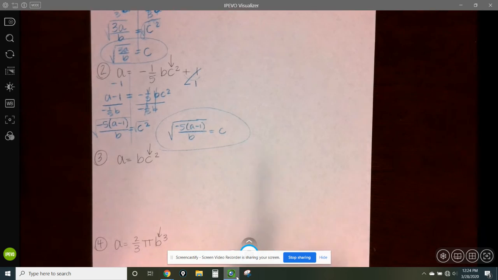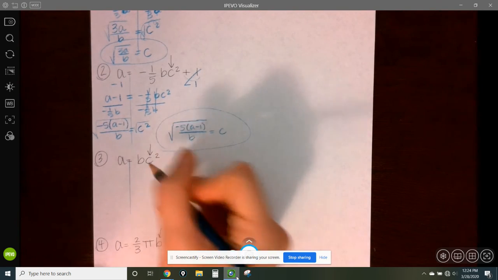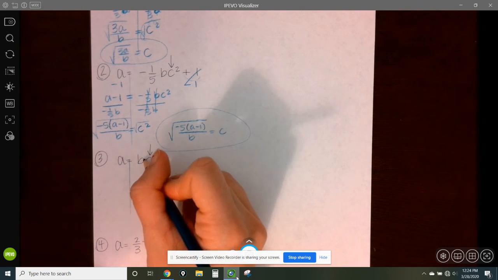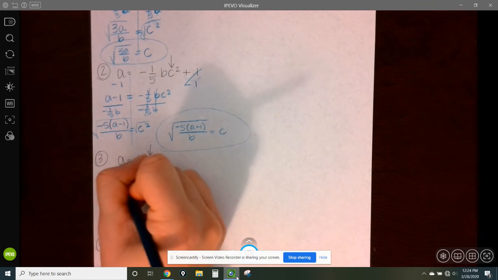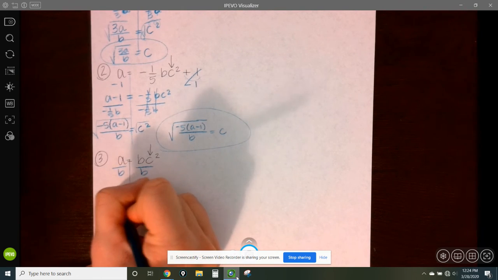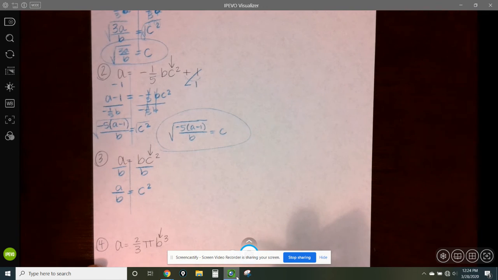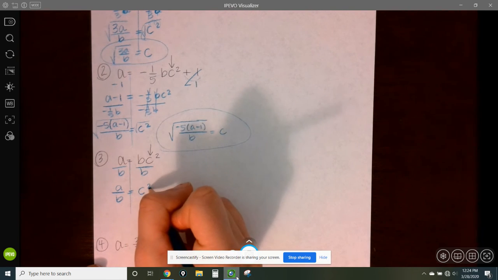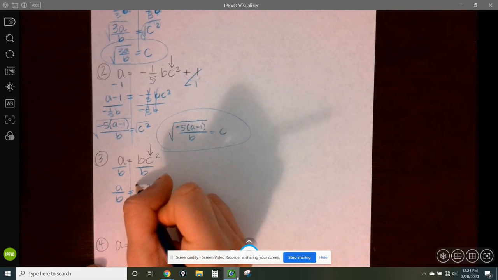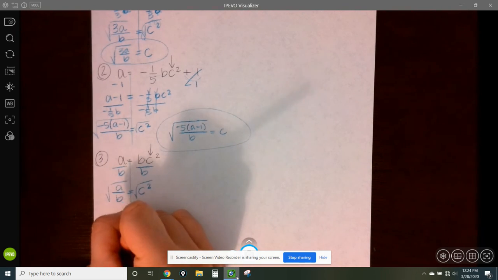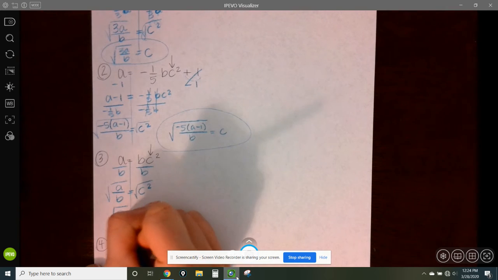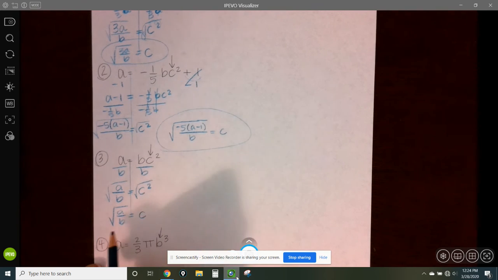Number 3, this one will seem easy compared to that. I'm trying to solve for c. Right now I have c squared times b, so I'm going to divide by b on both sides. On the left I have a over b, and on the right I have c squared. To get c by itself, I have to do the opposite of squaring something, which is to square root it. So on the left I have the square root of a over b, and on the right I have c.